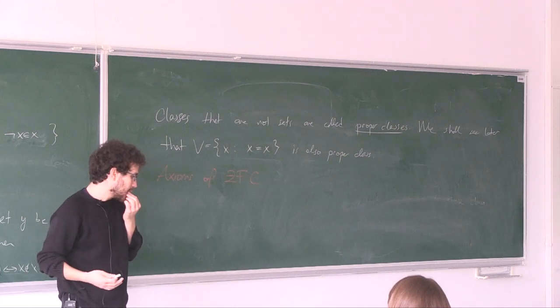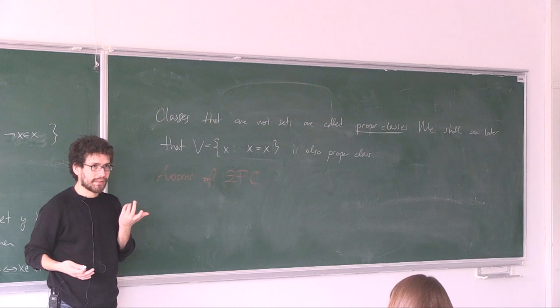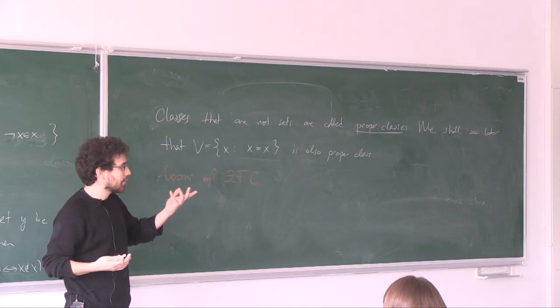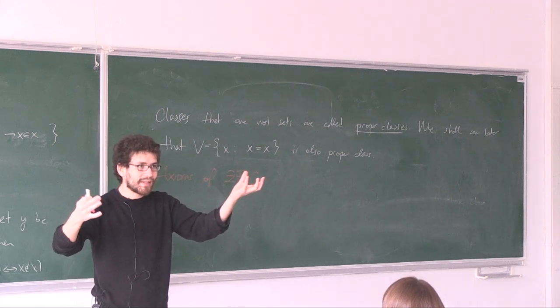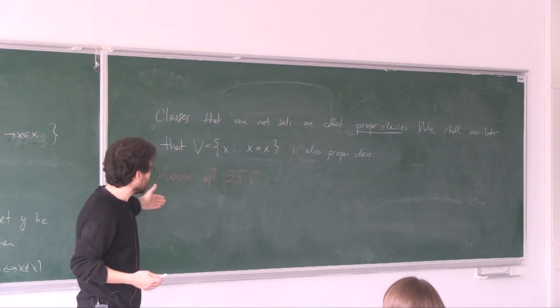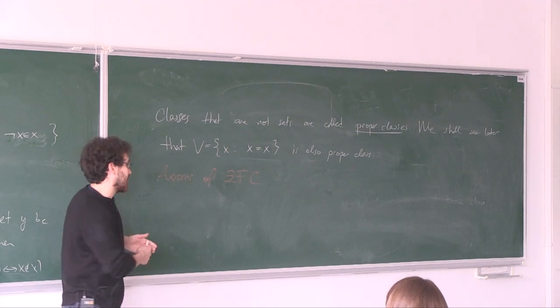So what's the most obvious thing about the universe of sets? Like, we have an intuitive understanding of sets. What's the most obvious thing? There are sets. That's the most obvious thing. So the universe is non-empty. There are sets. So I should introduce an axiom which says that there are sets.